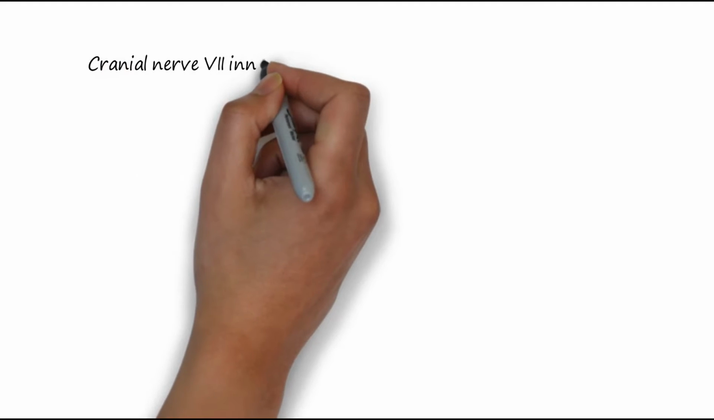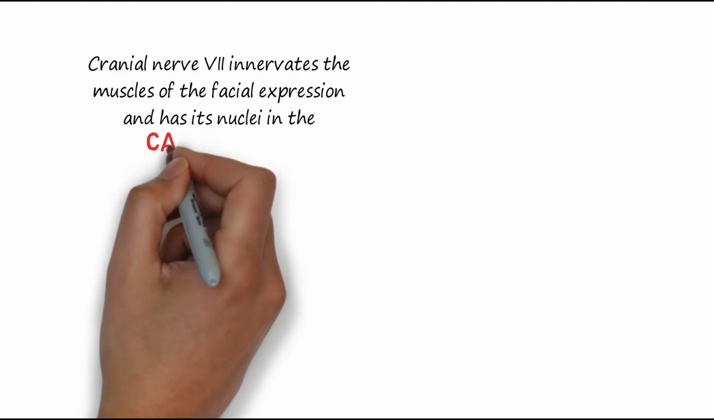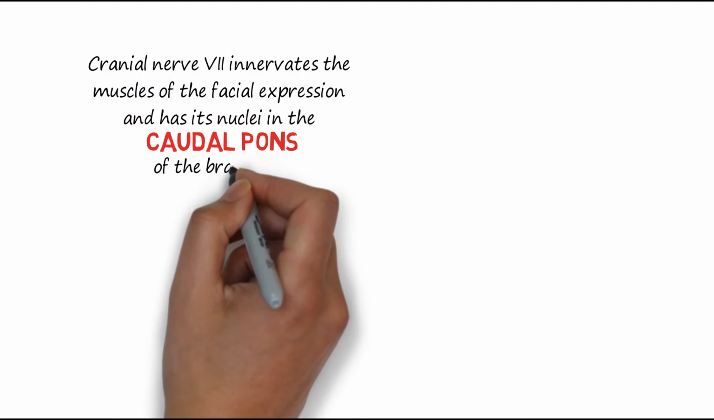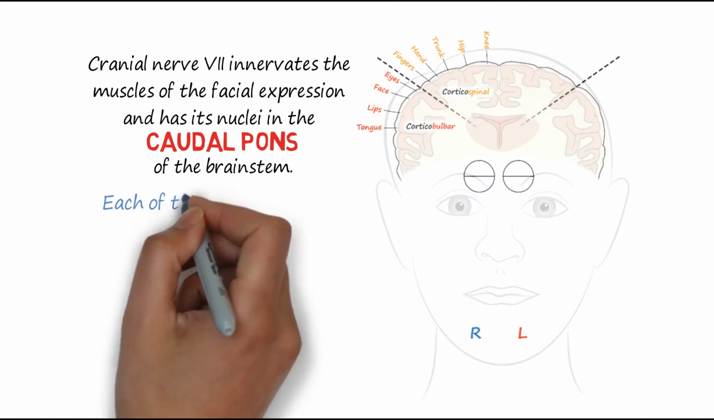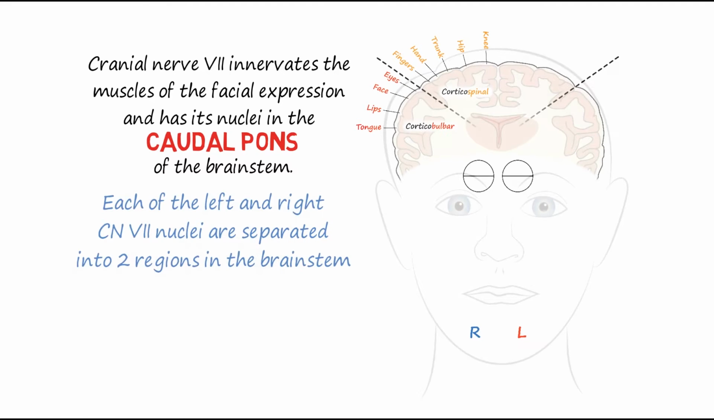Cranial nerve 7 innervates the muscles of facial expression and has its nuclei in the caudal pons of the brainstem. Each of the left and right cranial nerve 7 nuclei are separated into two regions in the brainstem, one for the upper face and one for the lower face.